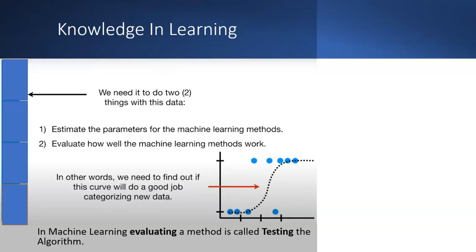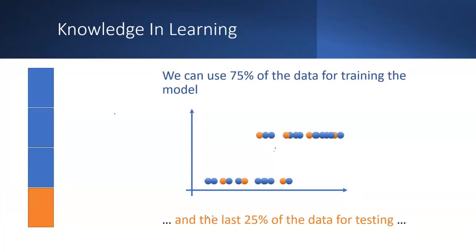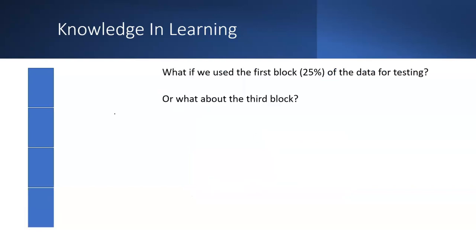Or in other words, we need to find out whether the curve will do well at categorizing new data or not. We can use 75% of the data for training, or, as I told you earlier, usually 70 to 75% for training and 30 to 25% for testing. So what if we use the first block, 25% of the data, for testing, or what about the third block?